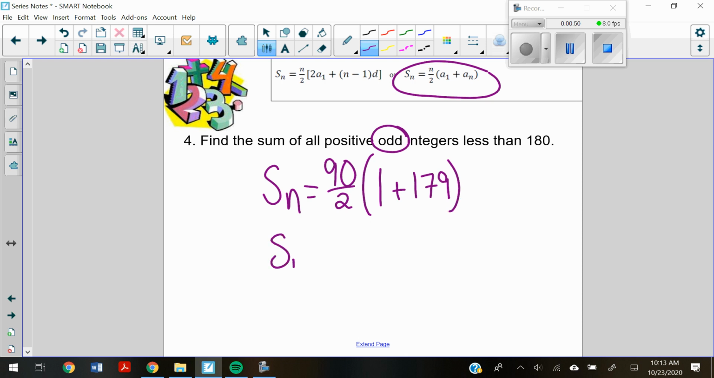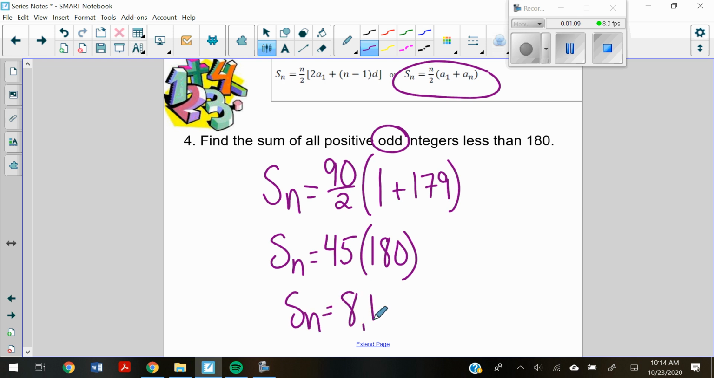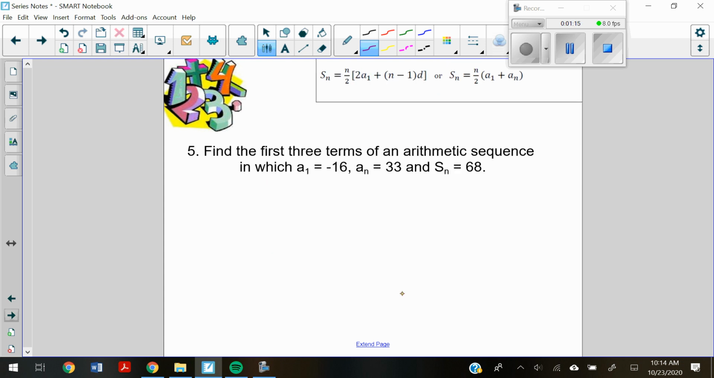All right, so we're going to simplify 90 divided by 2, and you end up with 45. And 1 plus 179 gives you 180. So go ahead and take a moment on your calculator and type that in. And you get 8,100 for that solution. All right, let's go to the problem on the top of the backside.